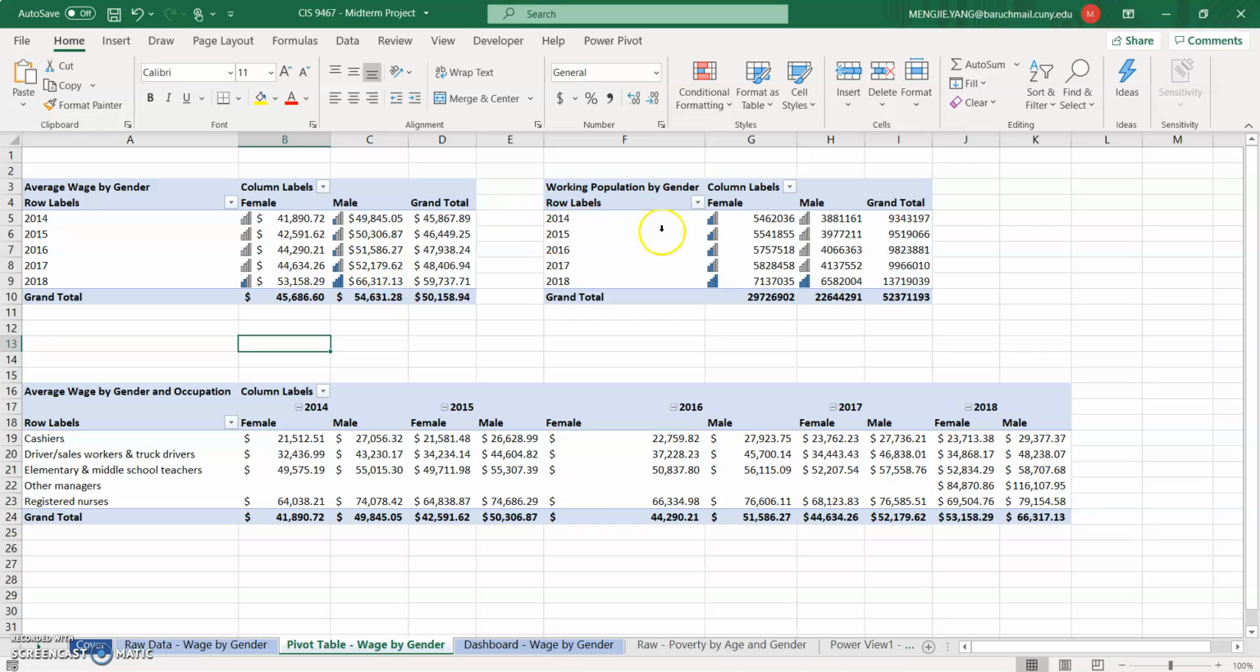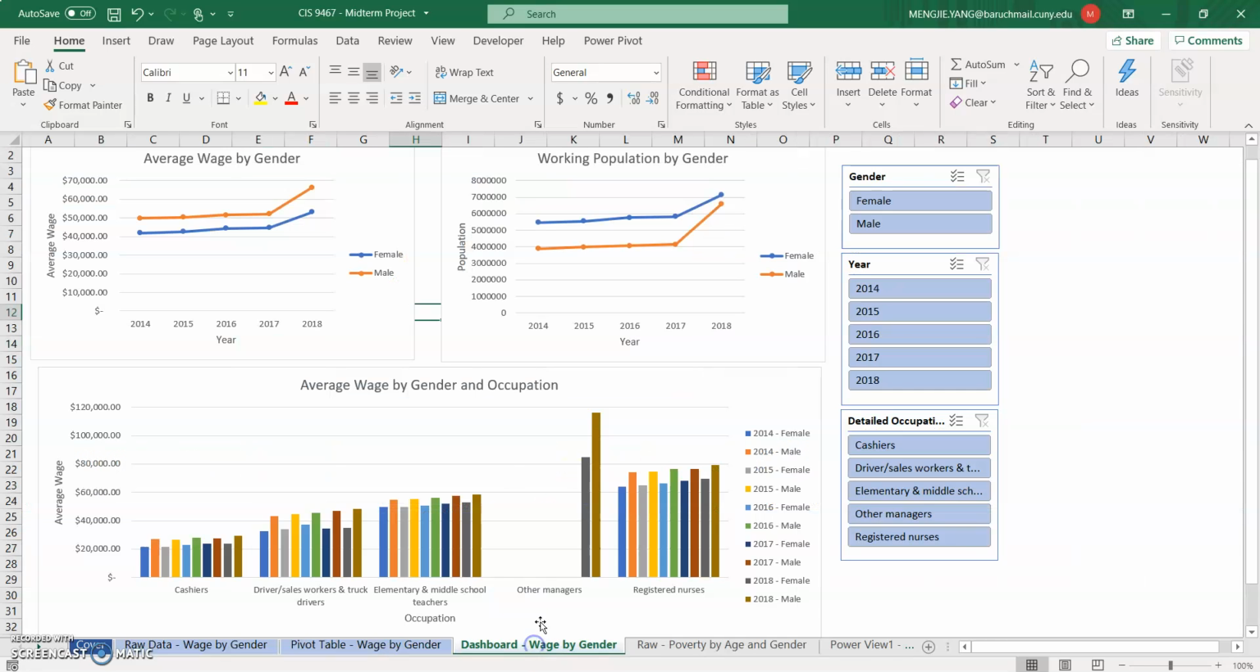Then, based on these three pivot tables, I also generated 3 pivot charts, including 2 line charts, average wage by gender and working population by gender, as well as a column graph, average wage by gender and occupation, to better present the trend of changing average wage and working population for both genders over time. From the graph here, we can see that there are more females working over the years. However, the first graph here shows that the average wage that females earn is always lower than males.